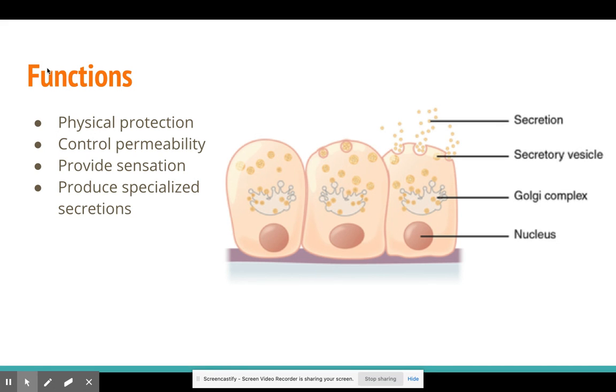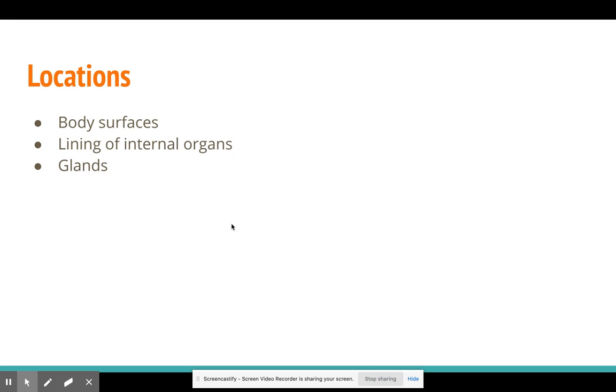And then you provide sensation, touch, right? If you feel anything on your skin that is touching you, you feel it. That's what sensation is. So where are epithelial tissues? Body surfaces, lining of the internal organs, and glands.